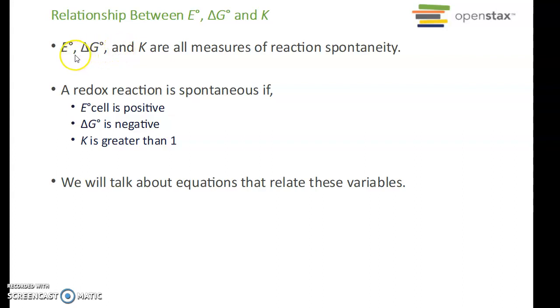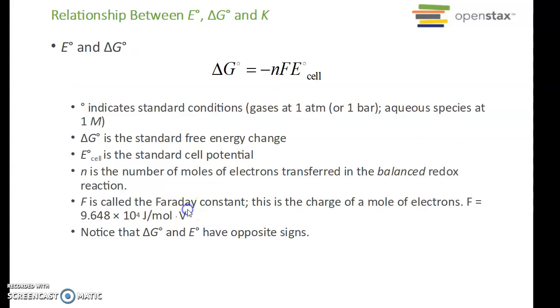So, the relationship between these. If a spontaneous reaction occurs, we now know that the electropotential for that cell is positive. If that's happening, we also remember from our prior work that the Gibbs free energy is negative and the K value, the equilibrium constant, is greater than 1. Okay? We'll talk about these equations as they relate to the variables.